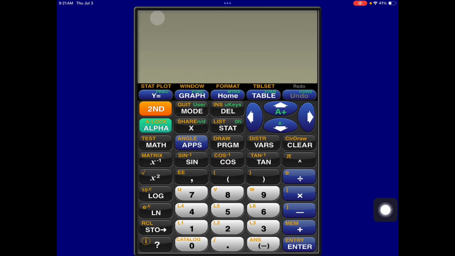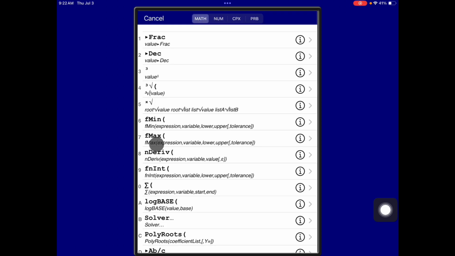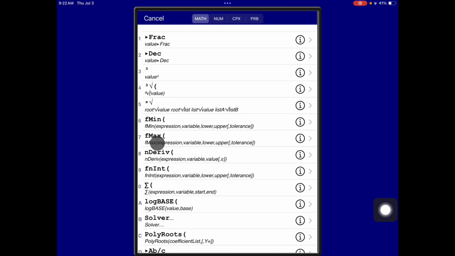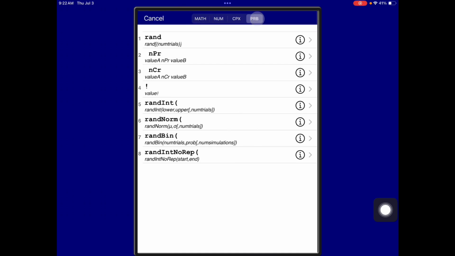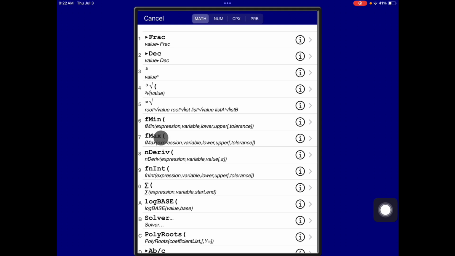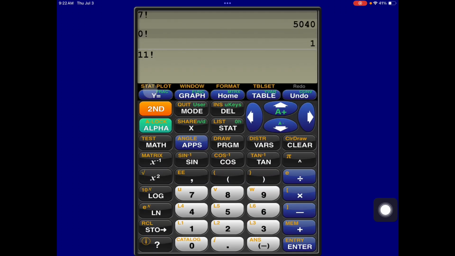The first one that we have is 7 factorial, so I'm going to type 7 first, and then factorial, and then enter. For part B, we have 0 factorial. For part C, we have 11 factorial, so math, PROB, factorial, enter. And so writing down our answers for A, B, and C.